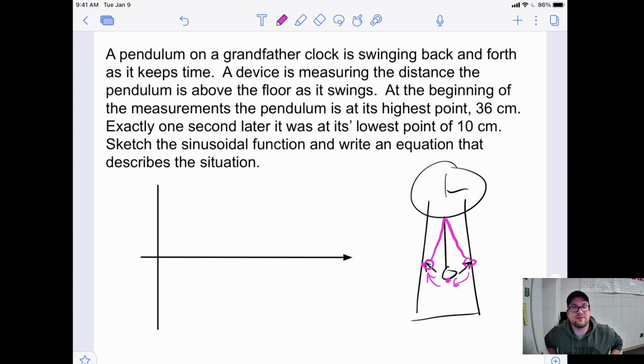So it says the device is measuring the distance the pendulum is above the floor as it swings. At the beginning of the measurement, the pendulum is at its highest point, which is 36 centimeters above the ground. So we're going to have 36 sitting right here. It says exactly 1 second later, it's at its lowest point of 10 centimeters above the ground.